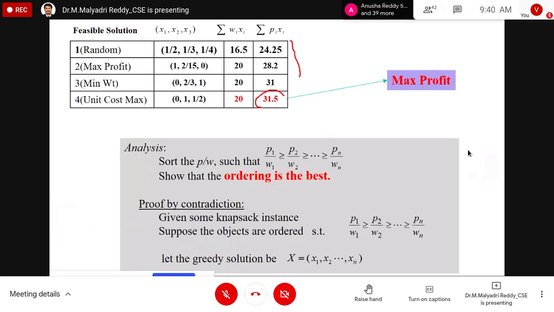We got the maximum value of this one. By analysis of these different methods, we get the maximum profit by using the unit cost method, which is the better solution. That is why we use the PI by WI ratio method to fill the knapsack with respect to items. So this ordering is best: P1 by W1 greater than or equal to P2 by W2, like this. This is the correct way to fill the items in the knapsack to gain the maximum profit.